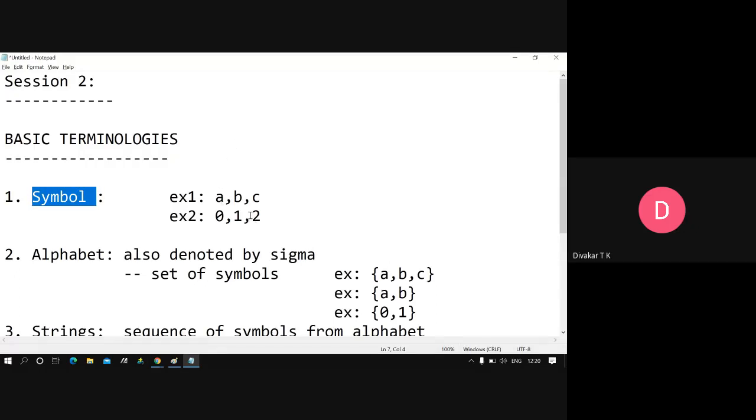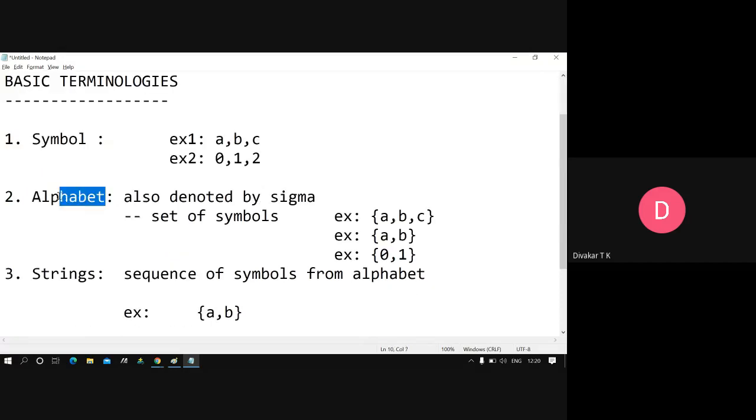A is a symbol, B is a symbol, C is a symbol, 0, 1, 2, 3, these are all symbols here. What is an alphabet? An alphabet is nothing but a set of symbols, meaning we are including all the symbols within the set, and that we call an alphabet. We denote this alphabet with the symbol sigma.